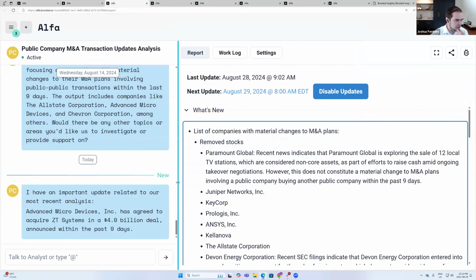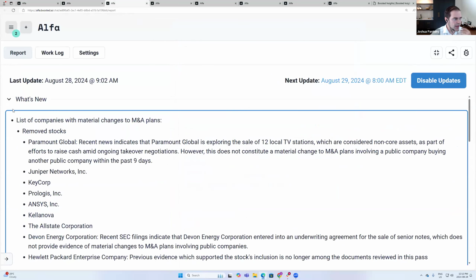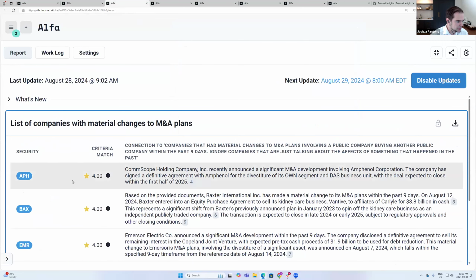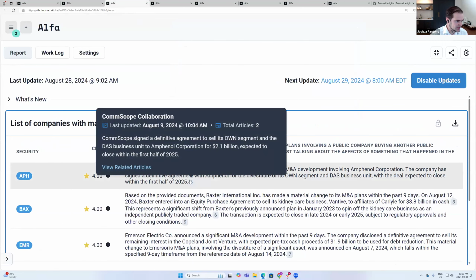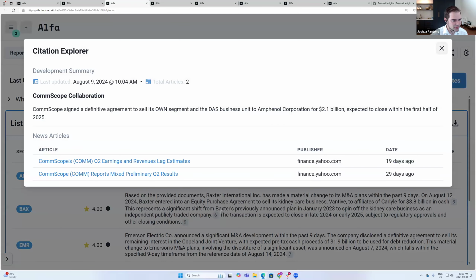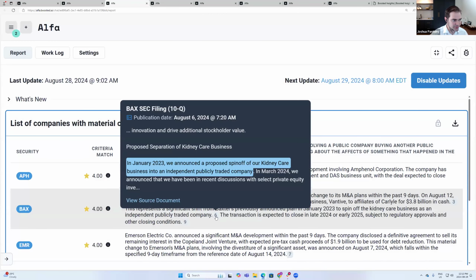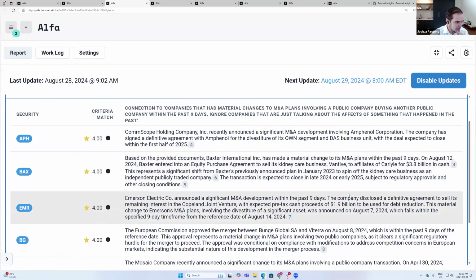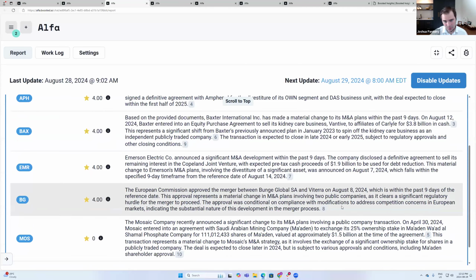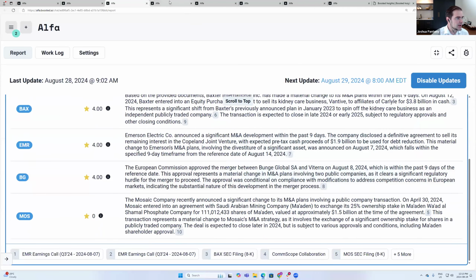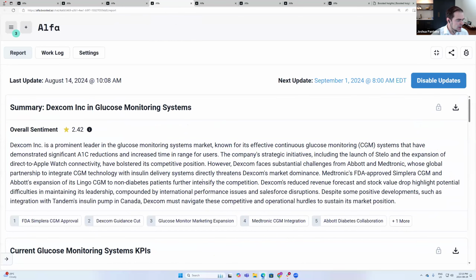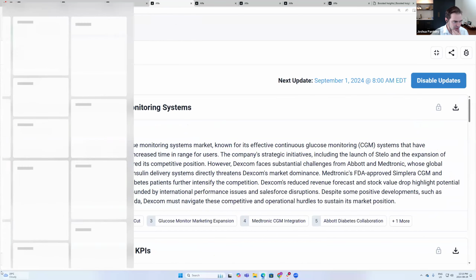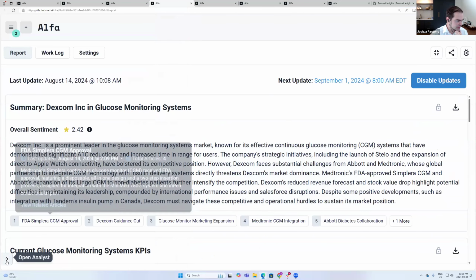I have another one over here where I'm looking for any emerging or new changes to existing M&A plans. This one found a few different examples, same kind of thing. It's going to cite some examples of news, some examples of something that might have come from a 10K or 8K. And on a continuous basis, as it finds new opportunities, it's going to ping me and notify me. I've got another one over here that's doing an analysis on Dexcom's positioning in the glucose monitoring space.